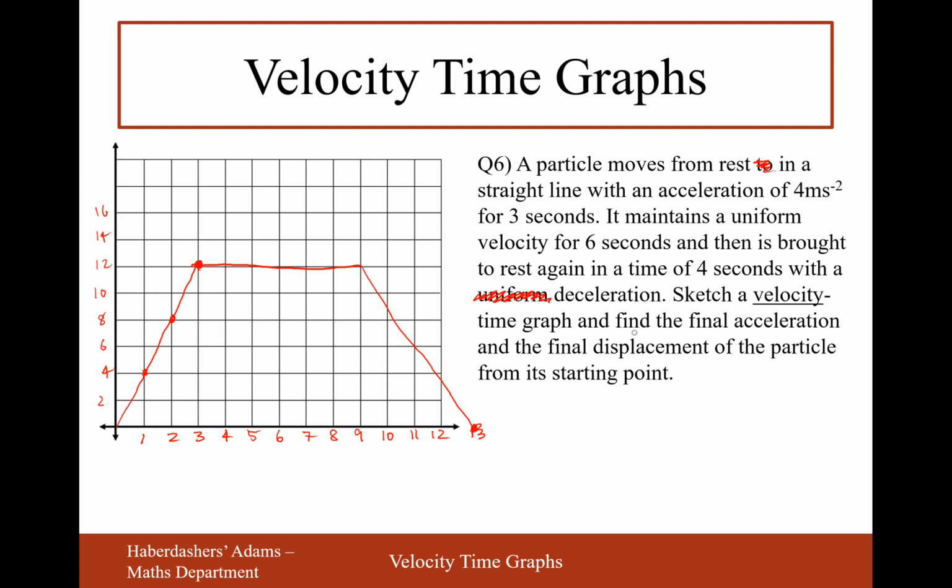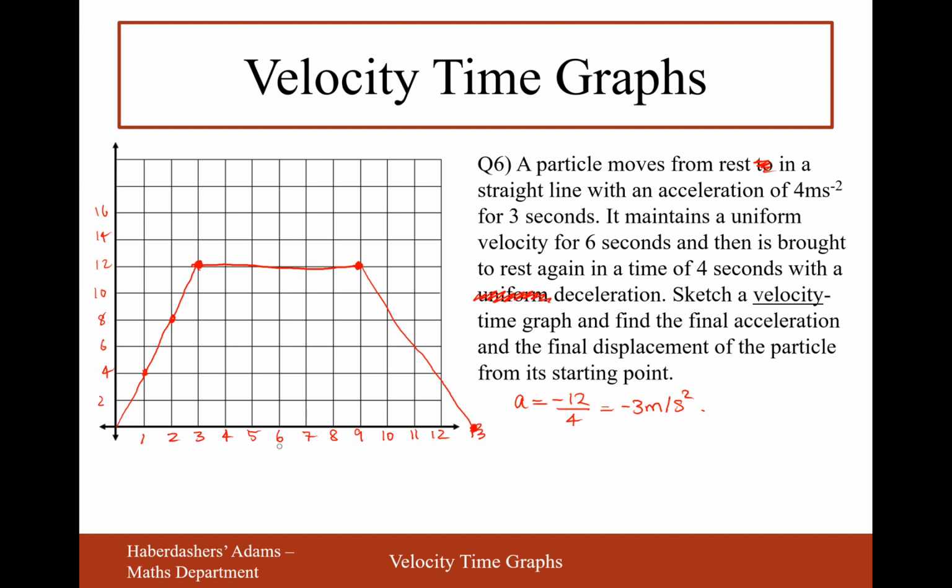Sketch a velocity time graph and find the final acceleration and the final displacement of the particle from its starting point. Displacement is basically a posh word for distance. So find the final acceleration, so that's from this point here to this point here. We've had to decrease our speed by 12, so that's minus 12 divided by 4. That's going to be minus 3 meters per second squared.